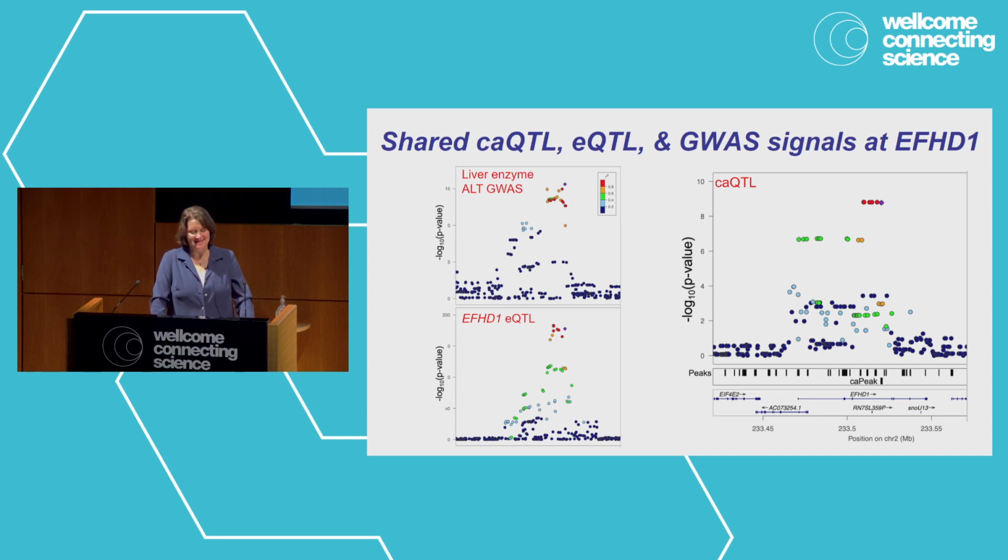The bottom is liver EQTL data for the EFHD1 gene. This is in around 1,000 people. And then on the right, the bigger plot is the chromatin accessibility QTL data. And this is actually in 20 people. So the same evidence of association is observed. When you only have 20 people, you get a little bit less resolution to the evidence of association. The lead variant for the chromatin accessibility QTL is amongst the strongest variants for the GWAS data and for the EQTL data.